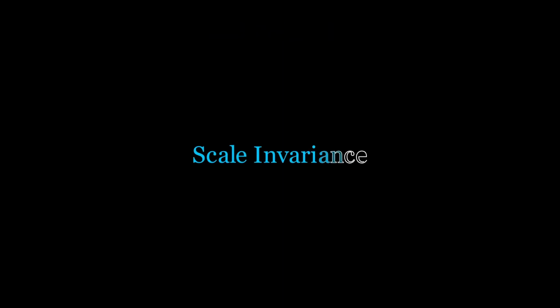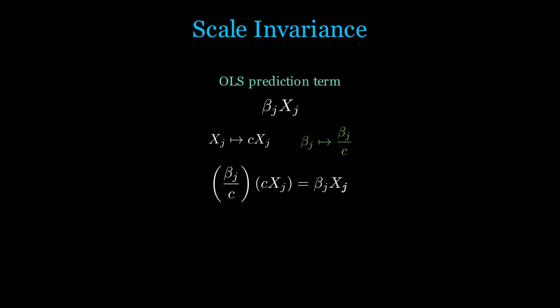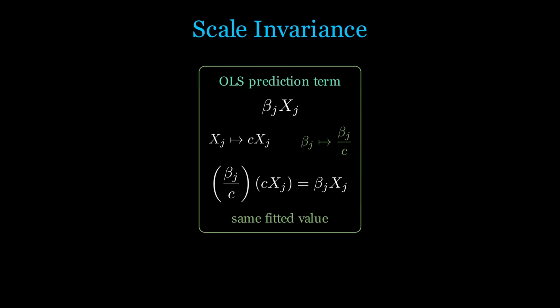Before applying ridge regression, it's important to understand how the scale of the predictors affects the results. There are 2 scale facts to keep straight before applying ridge regression. Standard OLS regression is scale equivariant. If a predictor xj is multiplied by a constant c, the OLS coefficient beta j simply scales down by 1 over c. The product beta j times xj, and therefore the fitted value, does not change.